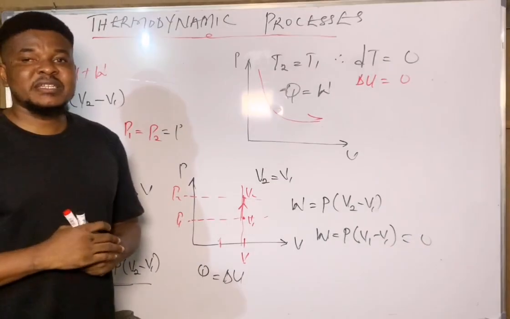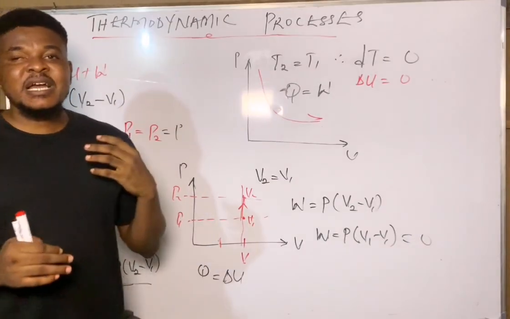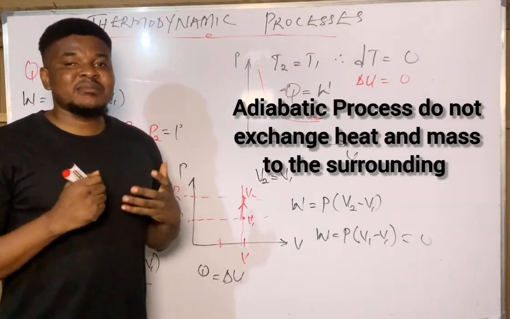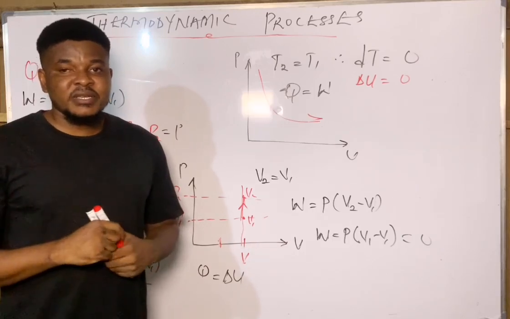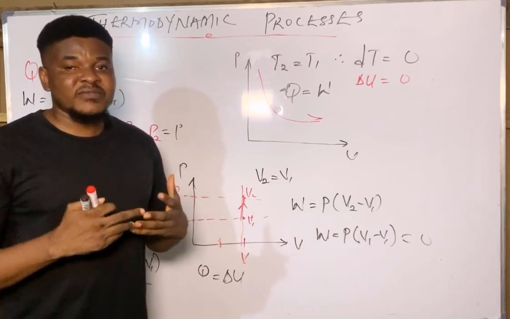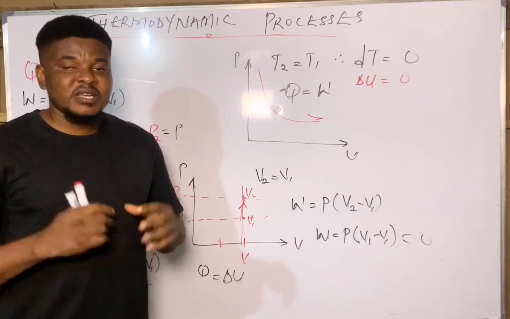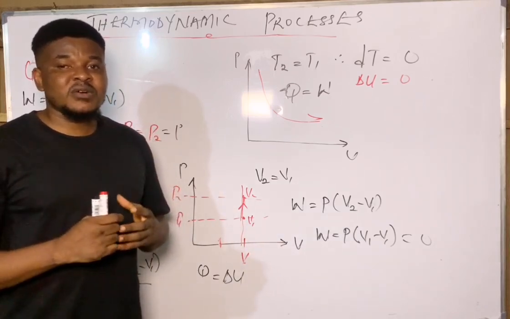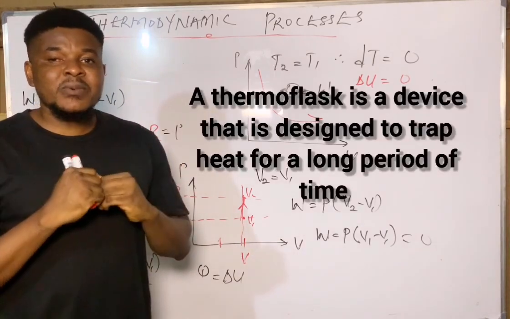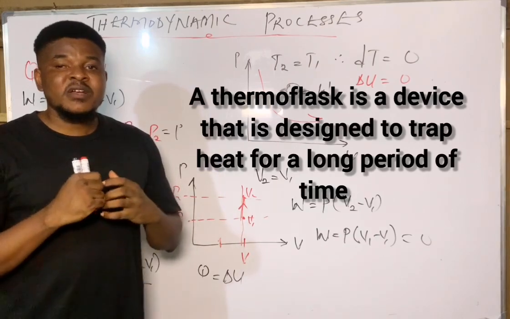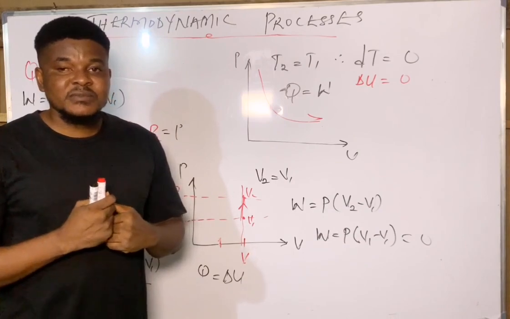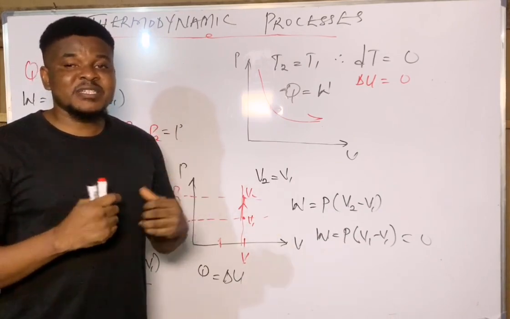Finally, we talk about the adiabatic process. An adiabatic process is a process that does not supply heat or mass to the environment. It is simply a process that does not supply heat or mass from the system to the environment. A good example can be seen in your thermoflask or thermos. A thermoflask is simply a device that is used to trap hot water for a very long period of time without exchanging that heat to the surrounding. So that's a good example of what an adiabatic process is.